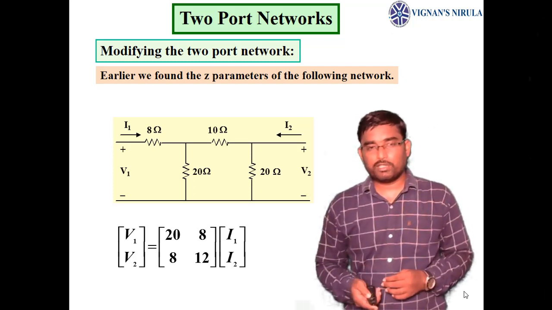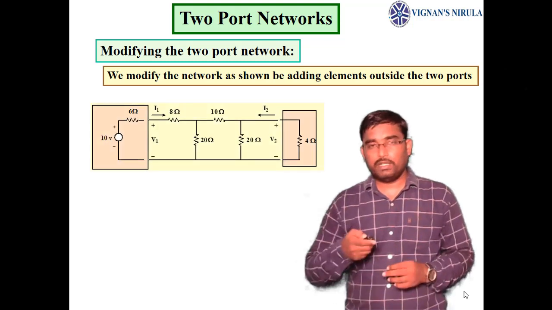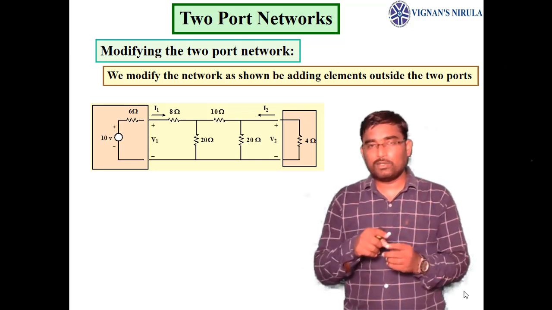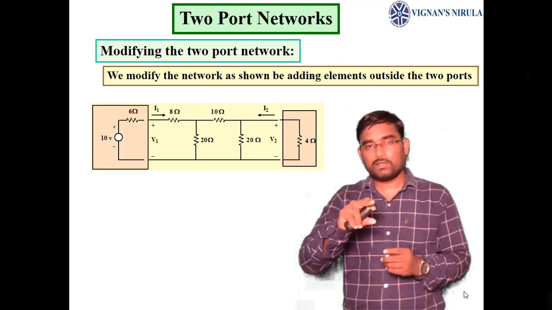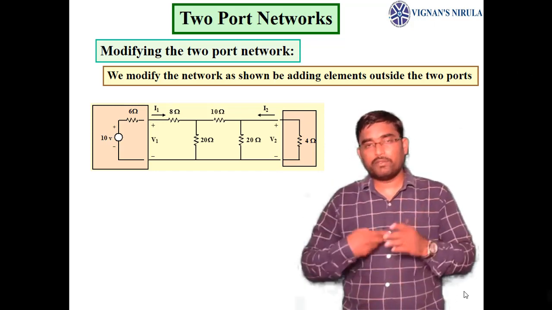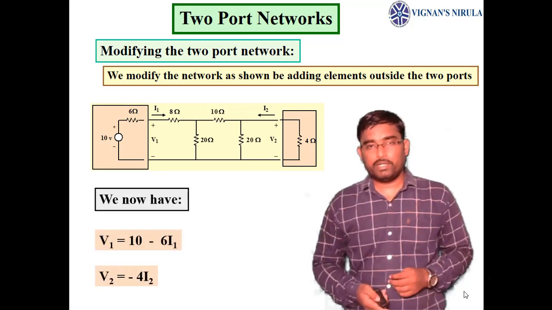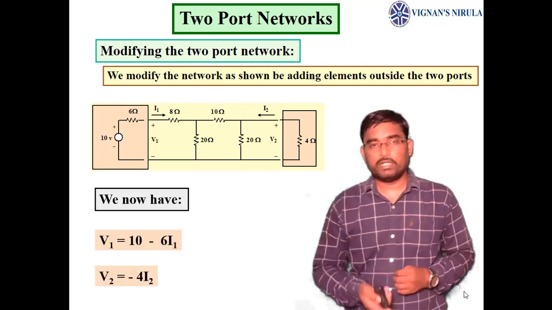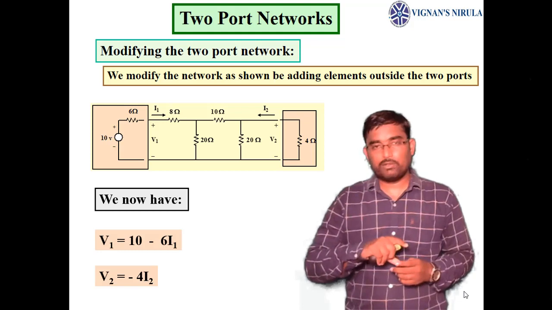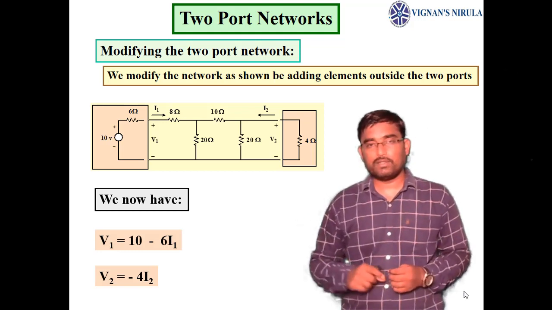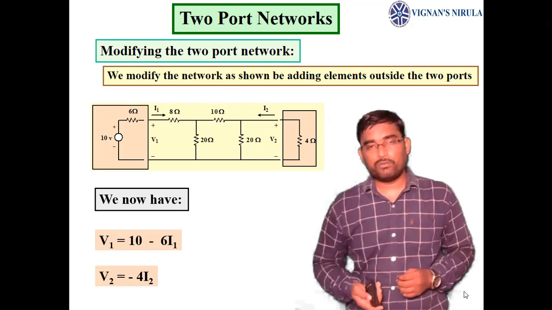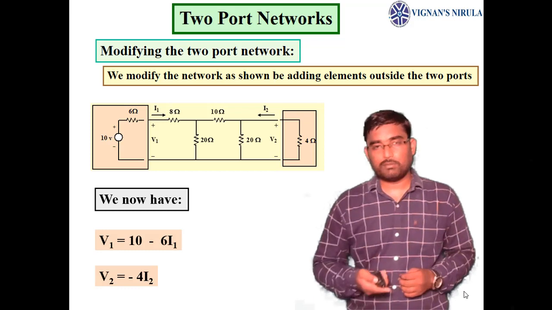Now, modification of the two-port network means, see here in this figure, at port 1 we are connecting 10 volts in series with 6 ohms between the two terminals of port 1, and between the two terminals of port 2 I am connecting 4 ohms. In this way I am modifying the two-port network. By doing that, from port 1 we can write V1 as 10 minus 6 I1, which is the voltage across port 1, and V2 can be written as minus 4 I2 from the figure.